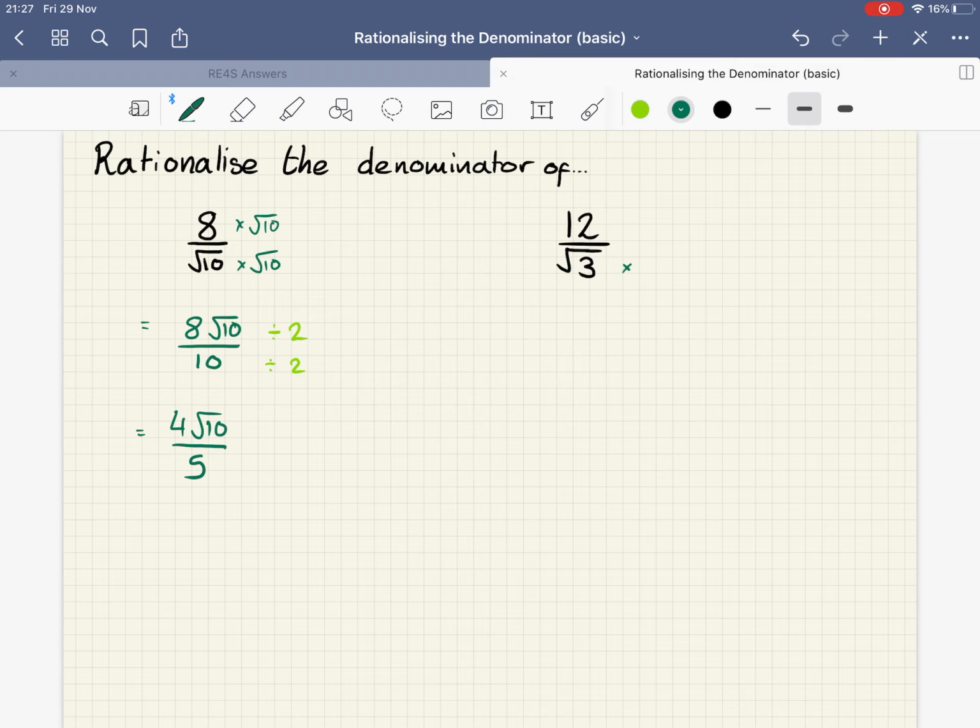Similar idea over here, multiplying the top and the bottom by root 3. So I've now got 12 root 3 over 3. Divide the top and the bottom by 3. So I've now got 4 root 3 over 1. Well, remember, a fraction is just a division. So that's saying 4 root 3 divided by 1, which is just 4 root 3. And that is all I'm doing in this video. In the next one, again, I'll look at some more complex examples then.